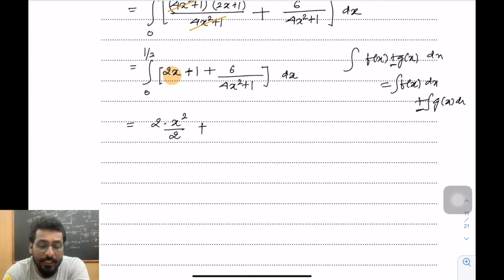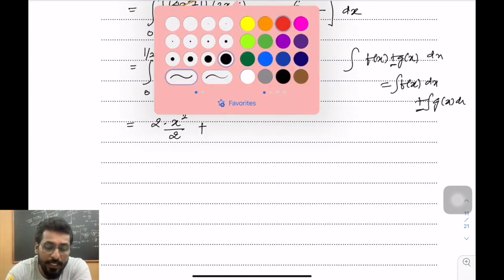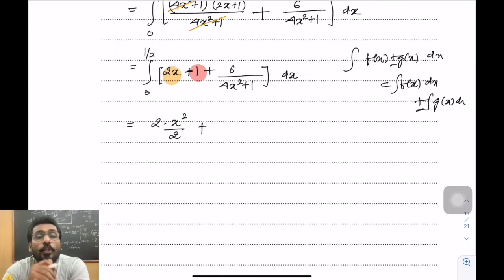Now focus on the next term, students. The next term is 1. So what's the integration of 1? It's like integration of the first term plus integration of the second term plus integration of the third term. That's how it's going to happen. First term is done, second term, integration of 1. So what's the integration of 1, students? Integration of 1 is x, right?